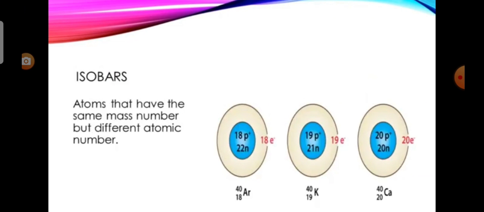Next are isobars: atoms that have the same mass number but a different atomic number are called isobars. Here argon, potassium and calcium all have the mass number 40 but their atomic numbers vary. Argon has 18, potassium has 19 and calcium has 20.